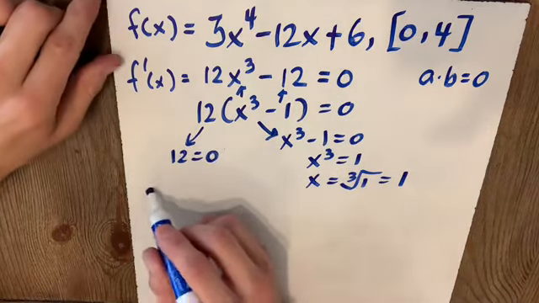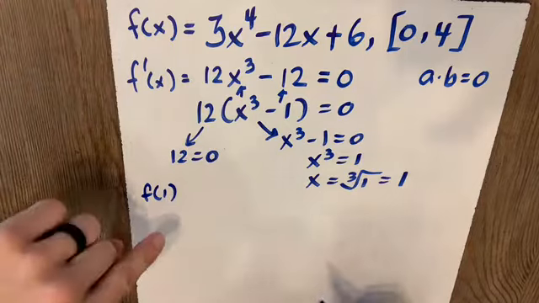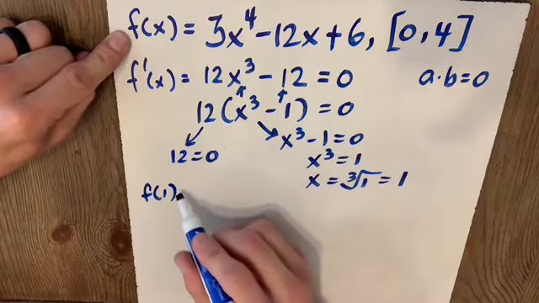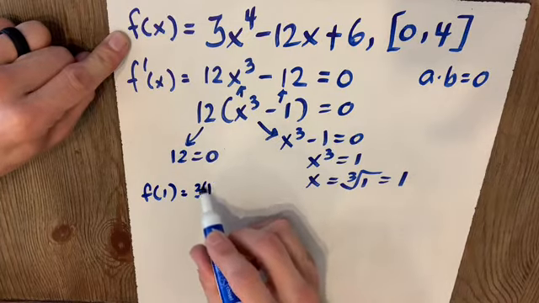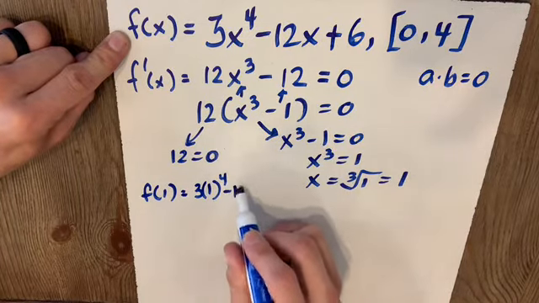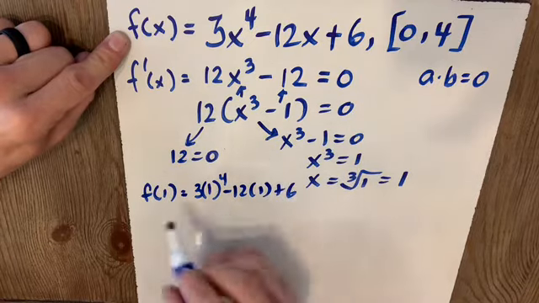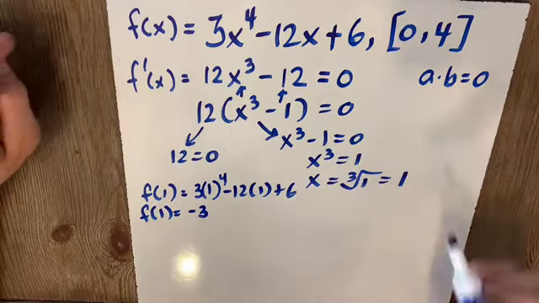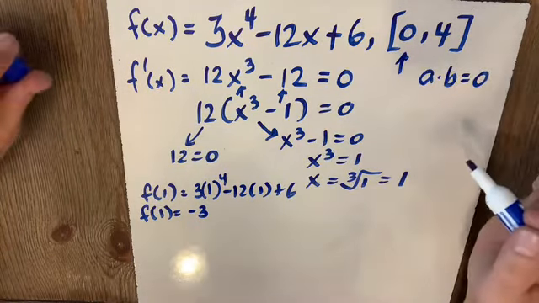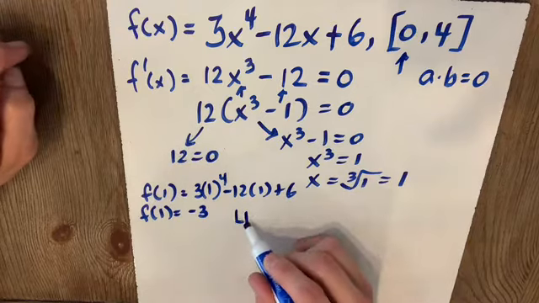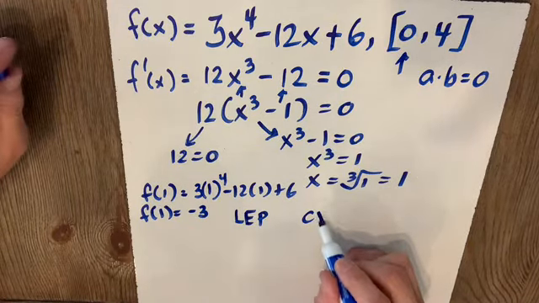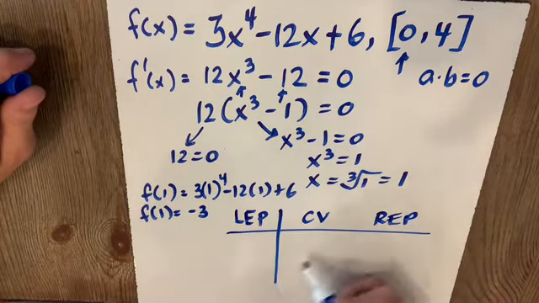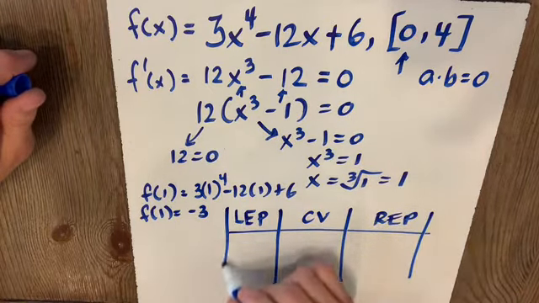Let's see. The function value at 1. Notice, if I want the y value, I go back up to my original equation. So f of 1 is 3 times 1 to the 4th minus 12 times 1 plus 6. So f of 1 is negative 3. I also want to find the function value at 0. So if I do left endpoint, critical value, right endpoint, and I make my little chart, it will help me pick out the absolute max and absolute min.